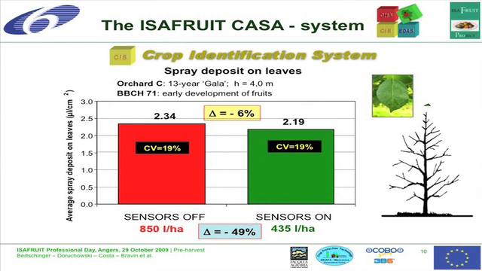And with regard to the deposit, there is a slight reduction of 6% of the deposit on the leaves, but there is a significant reduction of the amount of spray mixture that is brought into the environment, from 850 liters per hectare down to 435 liters per hectare. So this is a significant reduction, I would say.